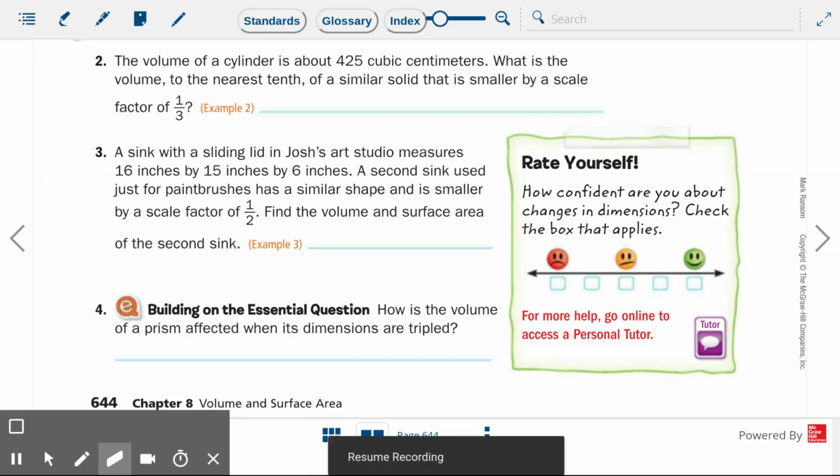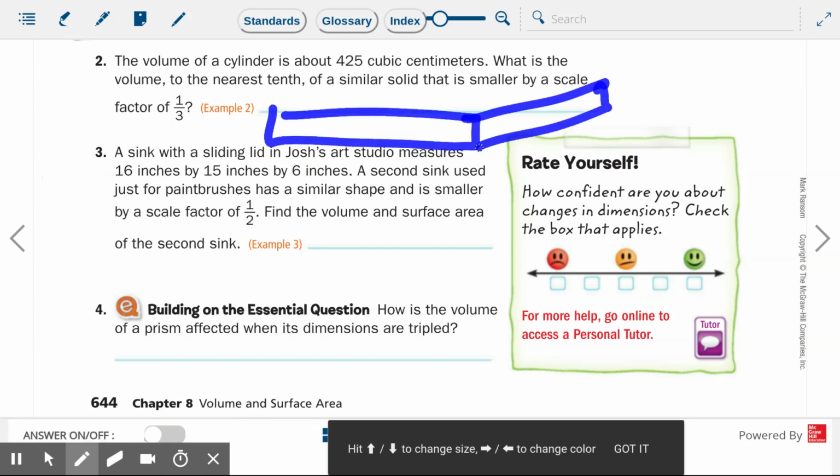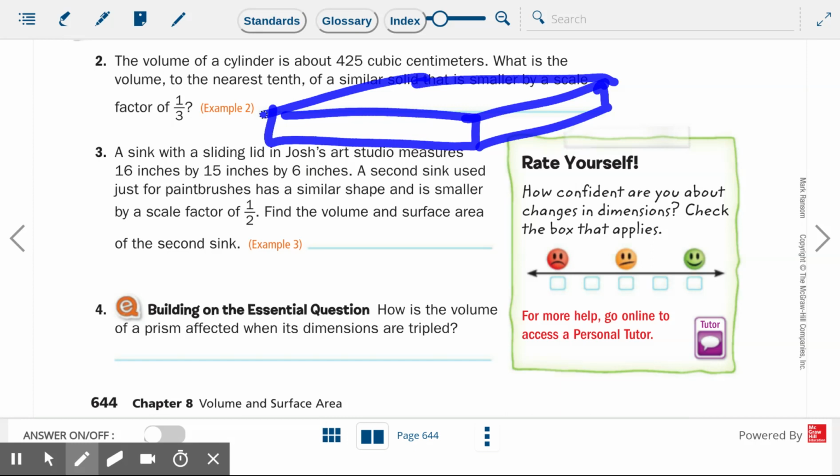But of course, this is one where I would say, did you draw a picture? This is a sink with a sliding lid. It should look something like this with the sliding lid. That way you can get the surface area of all the surfaces. And so we have a 16 and a 15 and a 6.